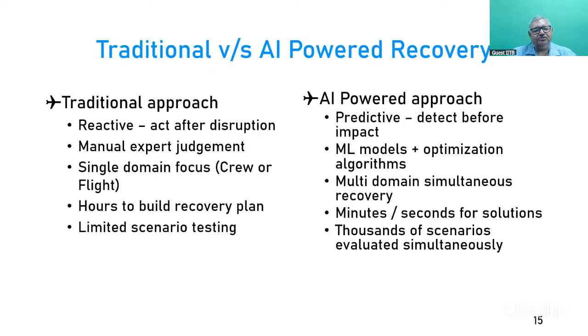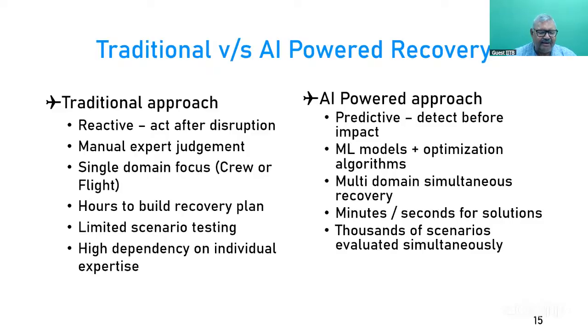In the traditional approach, you can look at limited scenarios because there are human limitations to how much you can predict and expect. But with AI, thousands of scenarios can theoretically be evaluated simultaneously. Because the traditional approach is based on manual expert judgment, it is very much dependent on the availability and expertise of the individual, whereas the AI approach gives data-driven recommendations.